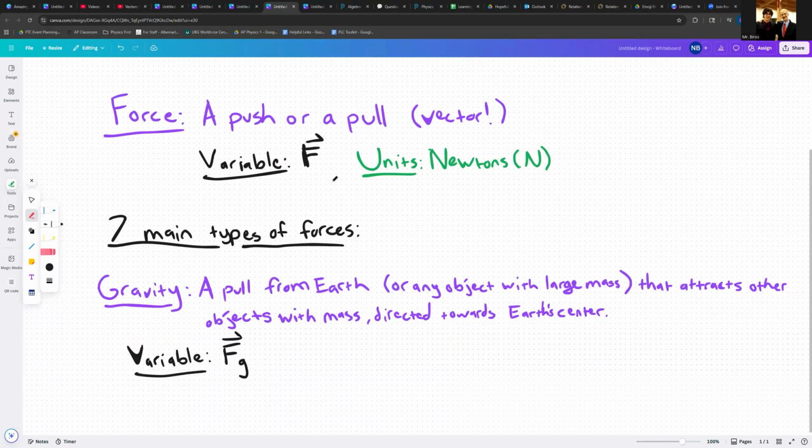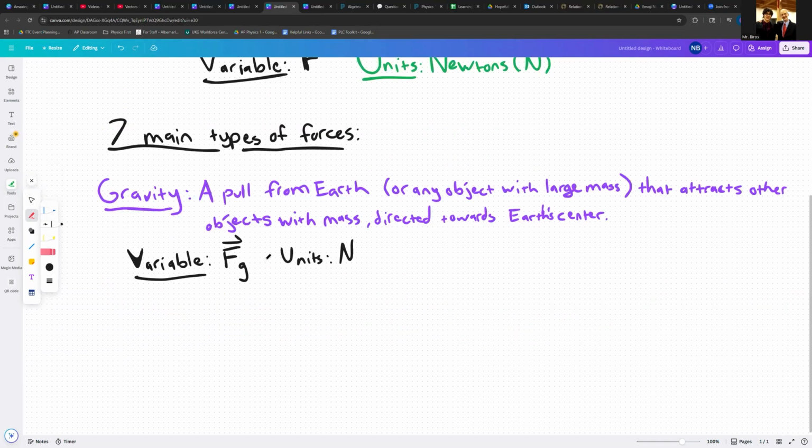Force is a push or a pull that is experienced by an object from something else pushing or pulling on it that causes acceleration, which is a change in motion. A push or a pull is different from the rate at which an object speeds up or slows down because of that push or pull. Units are newtons. That's going to be true for all of our forces, and we have an equation for it.